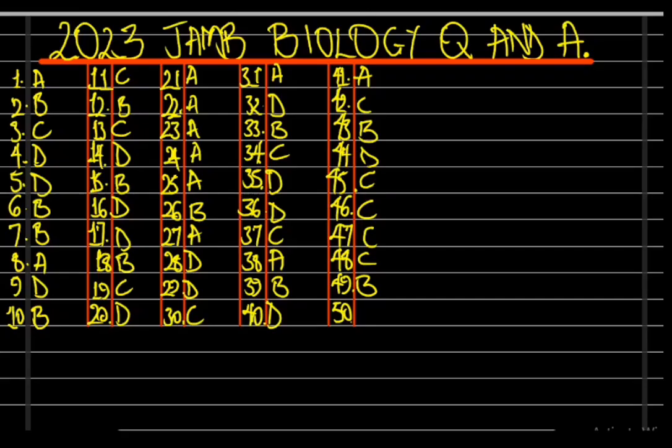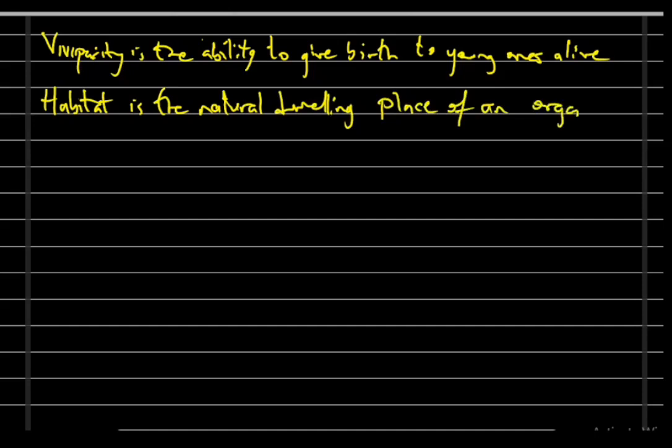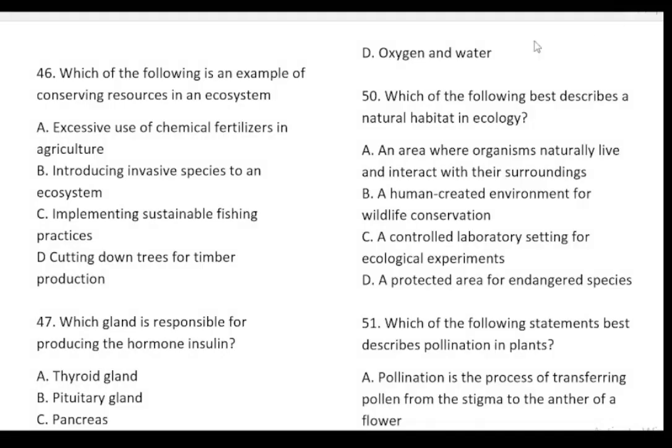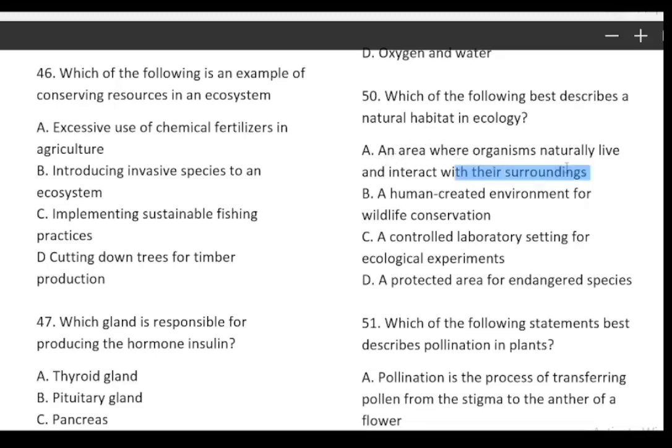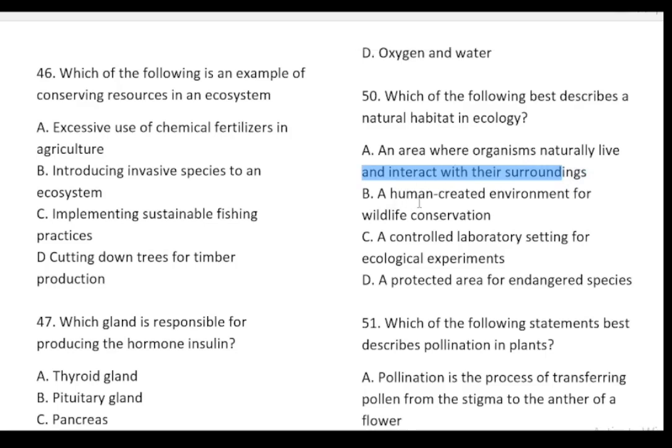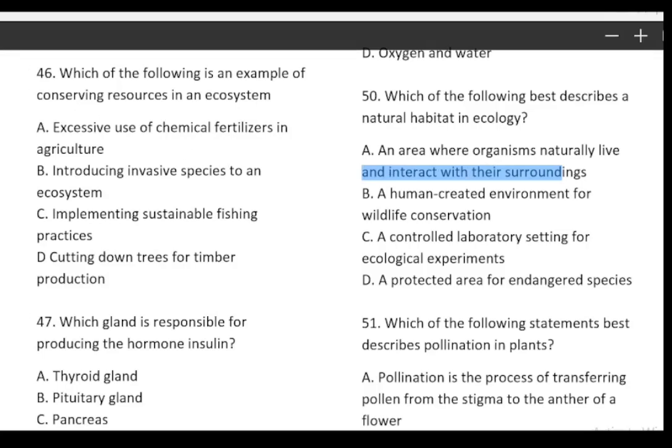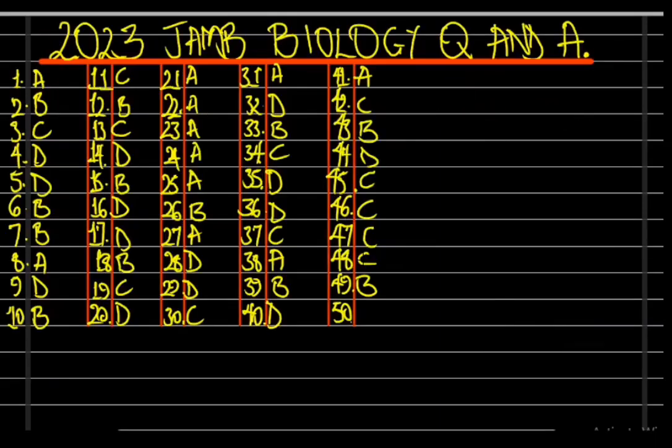When we talk about habitat, we refer to the habitat of an organism. Habitat is the natural dwelling place of an organism. So basically that is what we refer to as habitat. So option A here says an area where organisms naturally live and interact with their surroundings. So that is the answer to our question. It is not a place that is created by humans. It is not a laboratory, and it is not a place that is protected for endangered species. It is A, a natural environment where organisms interact with their surroundings. So that is the answer to our question there, option A.